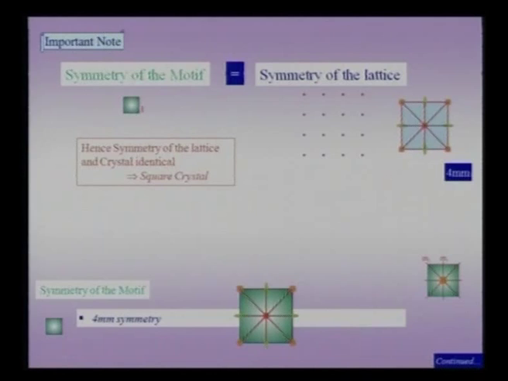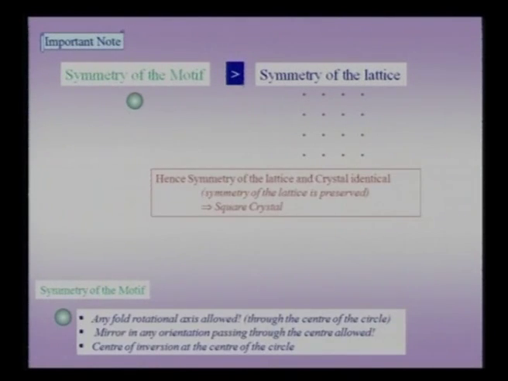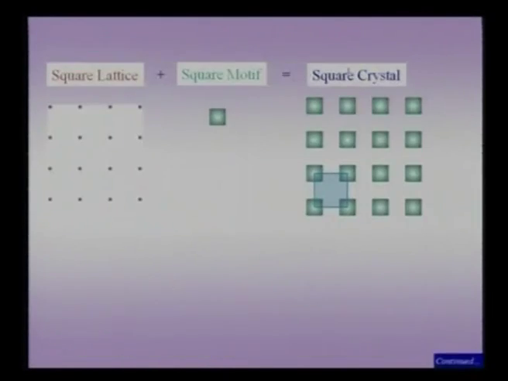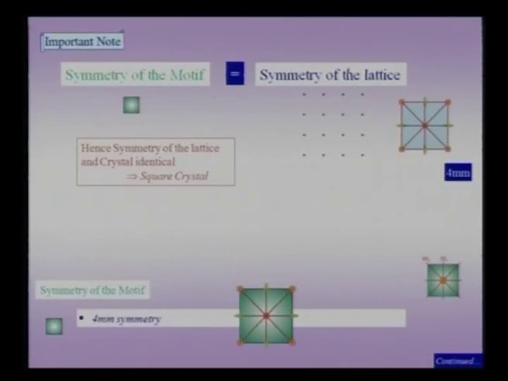So in this example, we clearly see that the symmetry of the motif is equal to the symmetry of the lattice. In the previous case, the symmetry of the motif was greater than the symmetry of the lattice. And in that case we had obtained a square crystal. In this case, the symmetry of the motif is equal to the symmetry of the lattice.